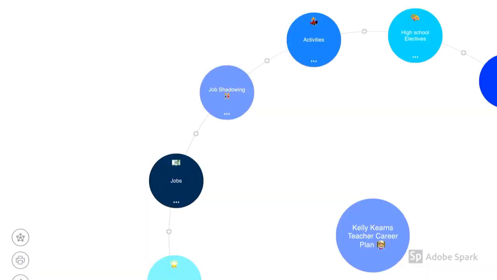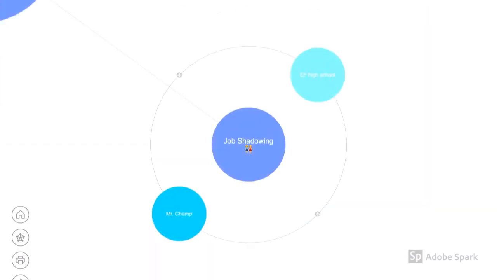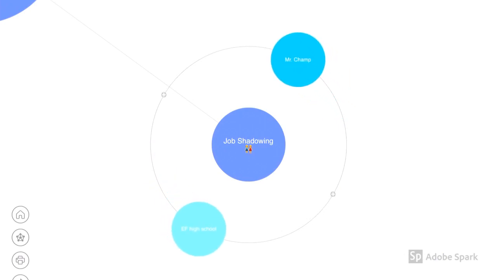So when you add this last bubble to your mind map, you should call it job shadowing. You should put an icon there and you should put the place where you want to job shadow. And also if you have the person's name, I just put Mr. Champ to be funny. But if you have the person's name, that would also be really helpful, or their title. Because a lot of times, maybe you want to do job shadowing at Jefferson Hospital, but do you want to job shadow a nurse? Do you want to job shadow a nurse's assistant? Who do you want to job shadow?